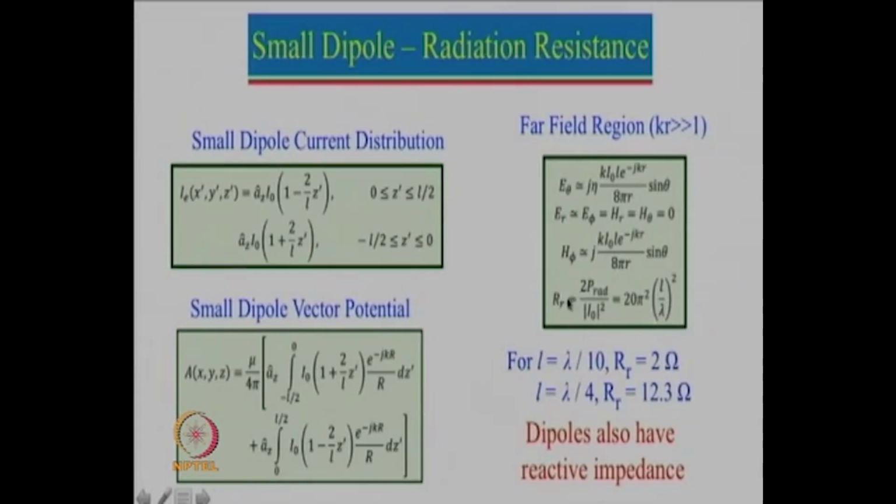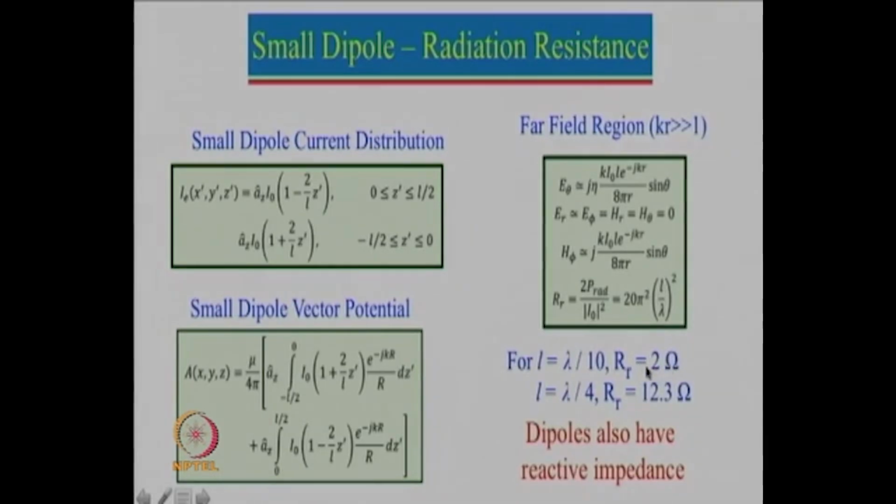So this is the expression to calculate the radiation resistance. I have taken a few examples here. Let us say the length is equal to lambda by 10. We can substitute lambda by 10 over here, so this term will become approximately 1 by 100. Pi square is approximately 10. So 20 into 10, 200 by 100 will give rise to 2 ohm resistance.